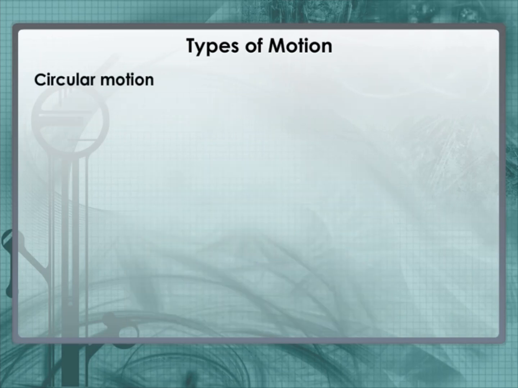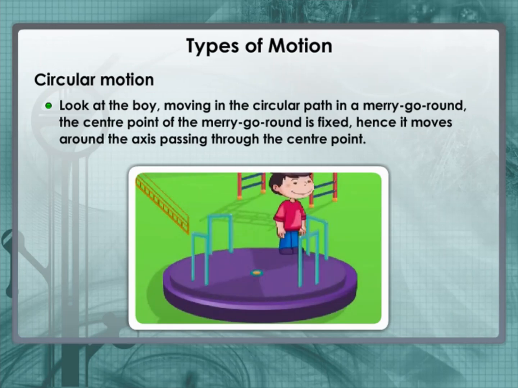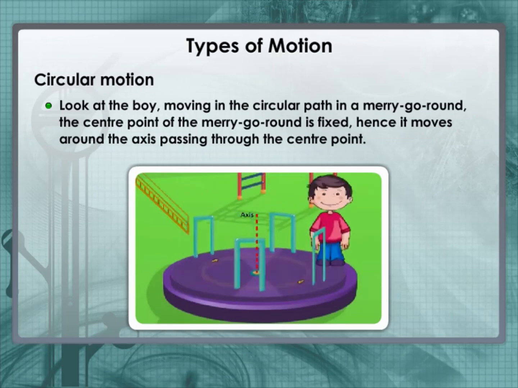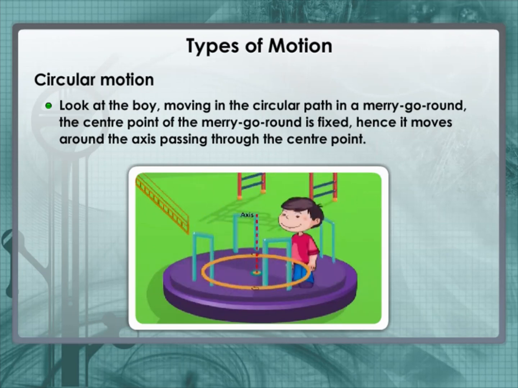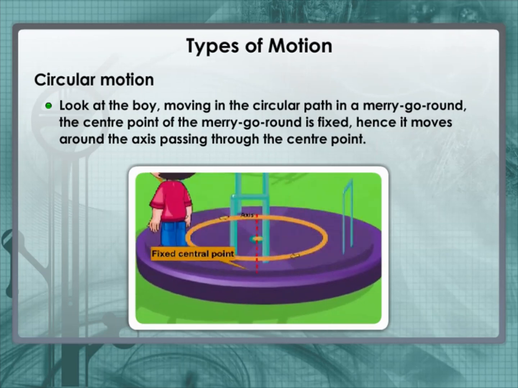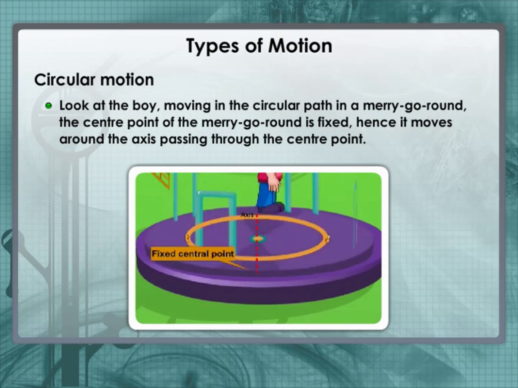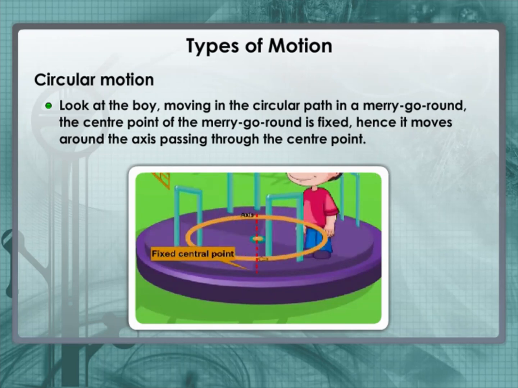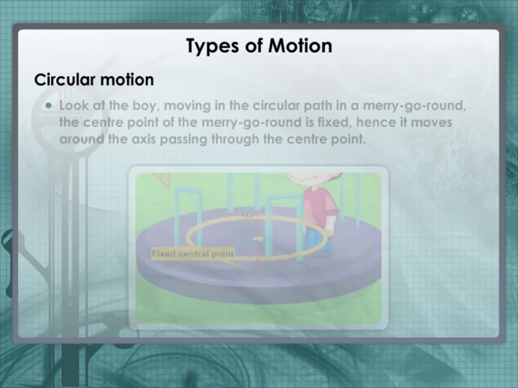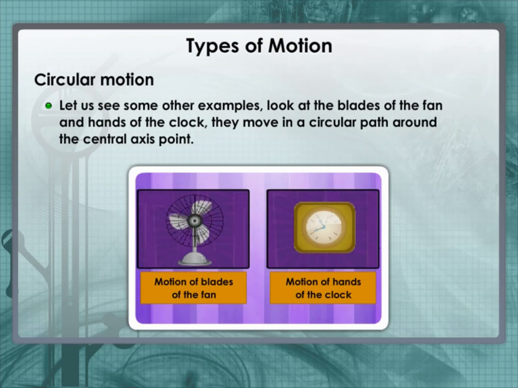Circular motion. Look at the boy moving in the circular path in a merry-go-round. The center point of the merry-go-round is fixed. Hence, it moves around the axis passing through the center point. Let us see some other examples. Look at the blades of the fan and the hands of the clock. They move in a circular path around the central axis point.